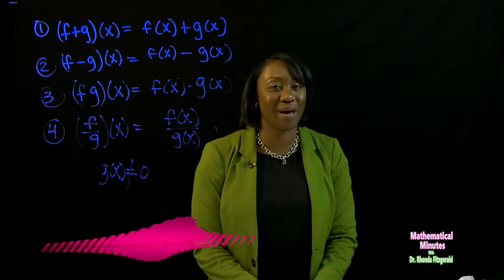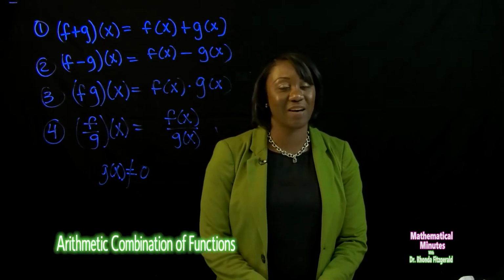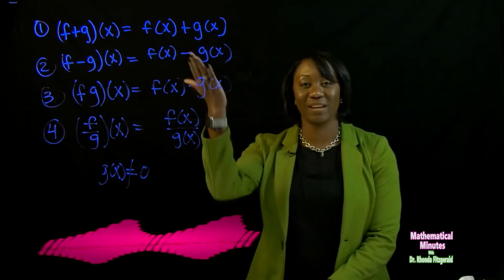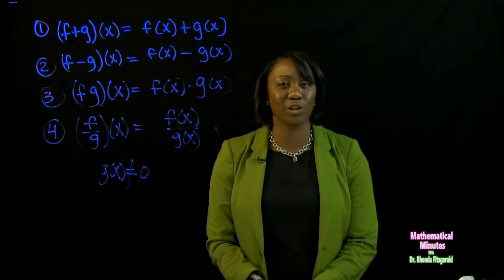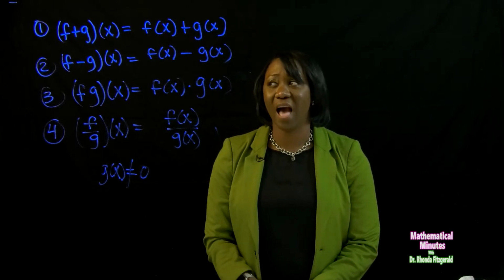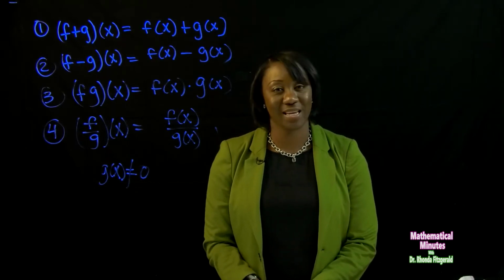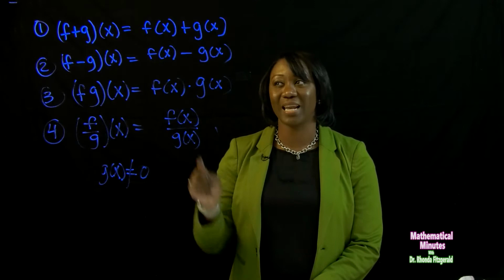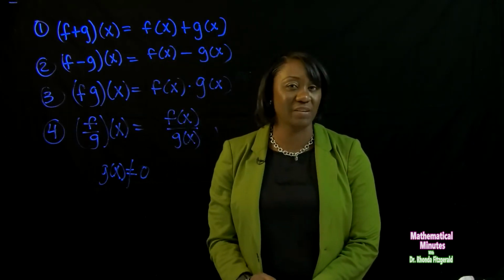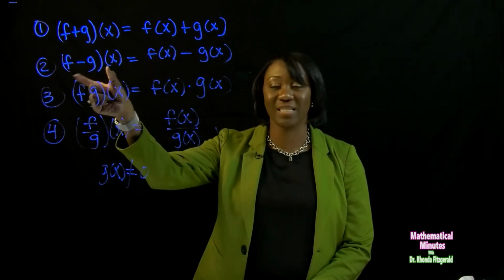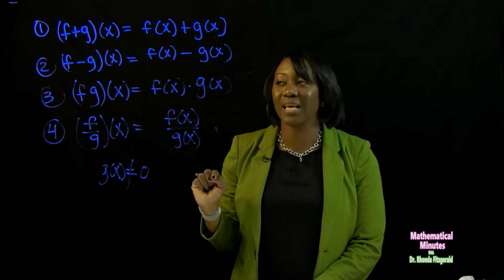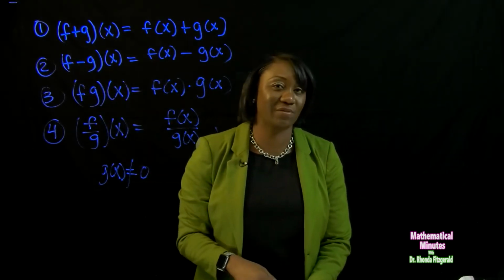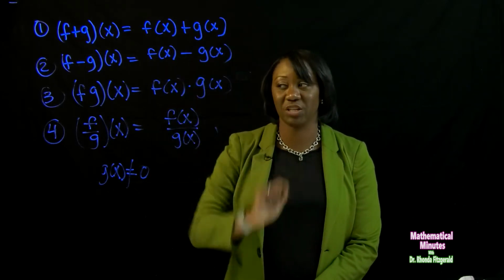So today we'll talk about arithmetic combinations of functions. Here we see the definition for 4 different situations. The very first situation is if I had the function f plus g of x. And that simply states that I just take f of x and add it to g of x. The second situation is the difference, where I have f minus g of x. And here we just take the difference of the two functions, f of x minus g of x.